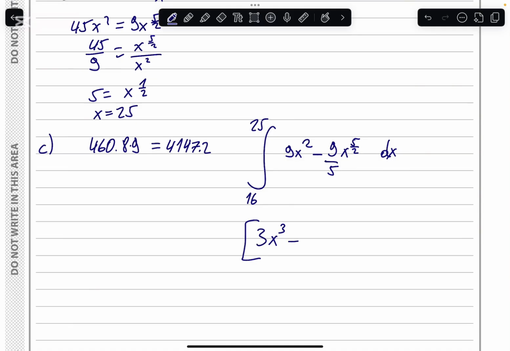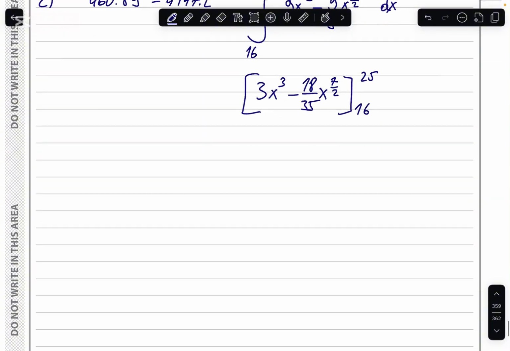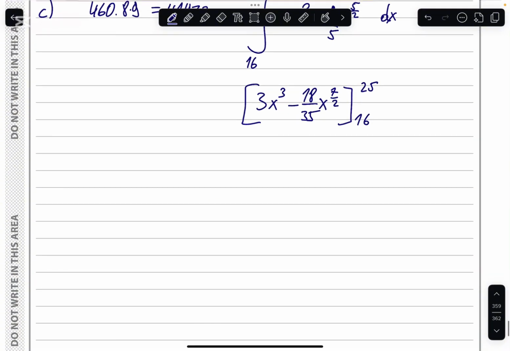We go ahead and do the same thing for the other. So it becomes x to the power of 7 over 2. And we divide 9 over 5 by 7 over 2. And we're left with 18 over 35. Now we just have to put in these values inside and we'll find an answer for that area.